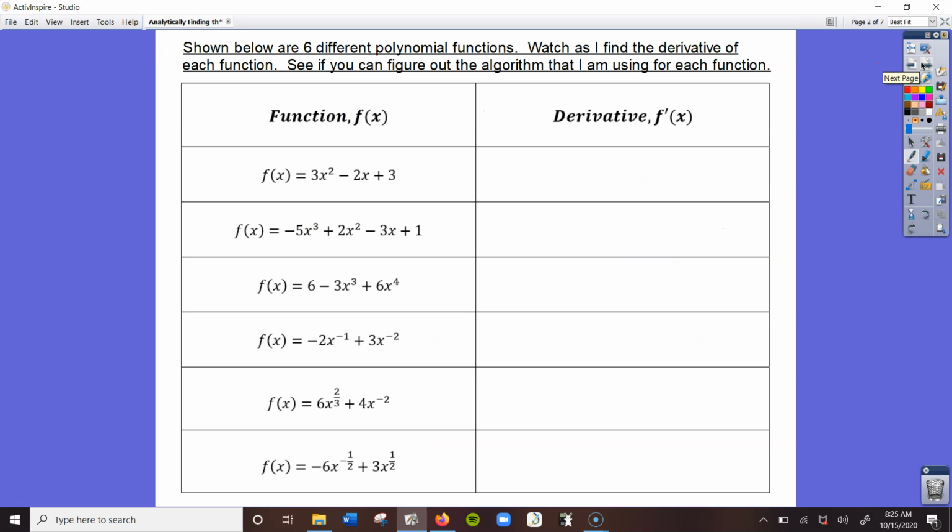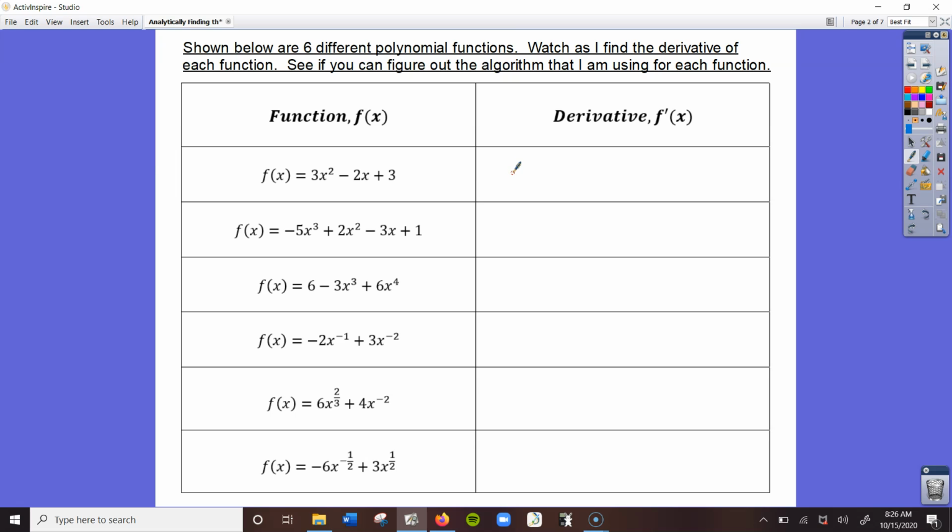We have this first one, 3x squared minus 2x plus 3. If I wanted to find the derivative of that and I were to use the limit of the difference quotient, that would take a really long time. Simply because you would have to plug in x plus h and then square it and then subtract f of x and combine like terms and then figure out a way of factoring out the h, and it's a lot of work. So we're going to do a little shortcut. I'm going to find all of these derivatives here using what's called the power rule.